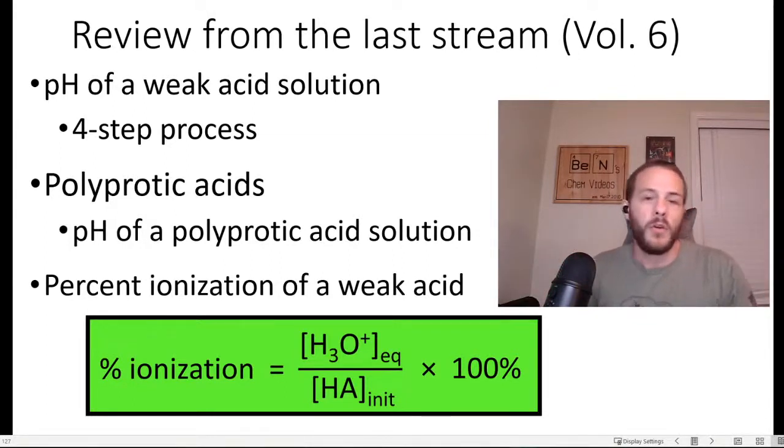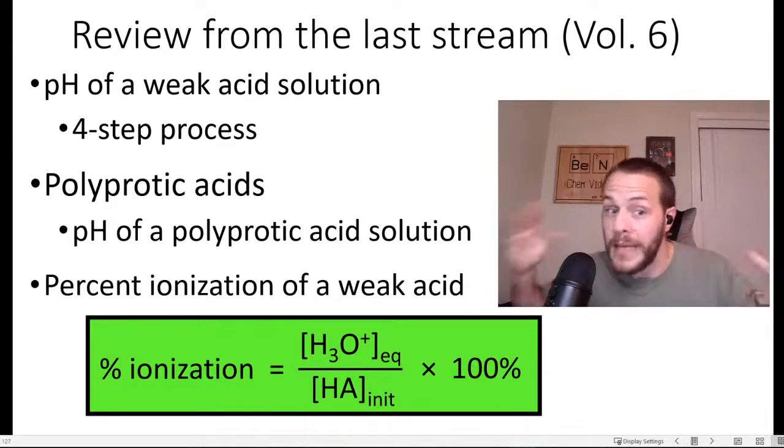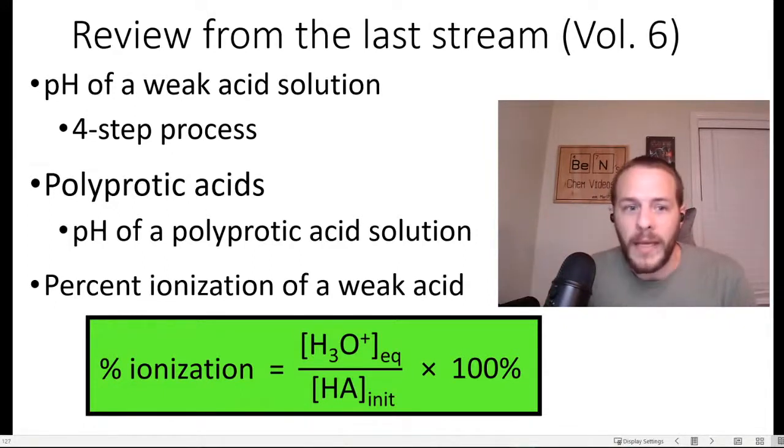Basically, you write the equation of the weak acid reacting with water. You construct an ice table to determine the expressions for the equilibrium concentrations of everything in terms of a variable. Usually we call that variable x. You build a quadratic equation from that information, then solve the quadratic equation and put that into the formula for pH to get the pH of a weak acid solution. If all that sounds confusing, I covered it in Volume 6.